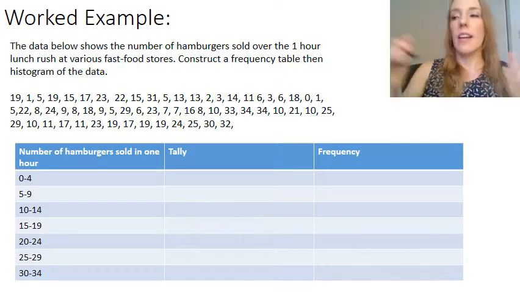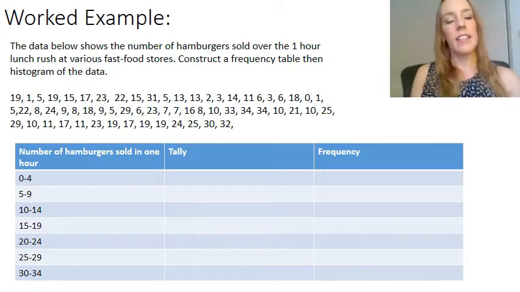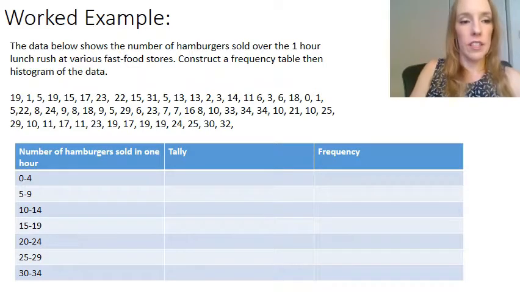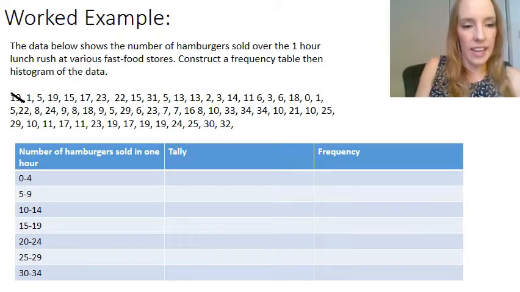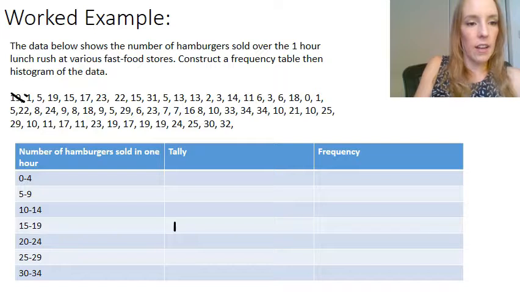So we're putting it into groups: 0 to 4, 5 to 9, 10 to 14. That makes it easier to deal with this data. The first one said they sold 19 hamburgers. So that would fit in this group, and we've got 1.